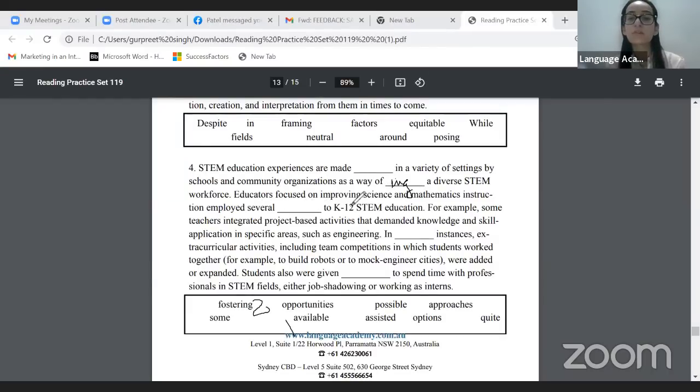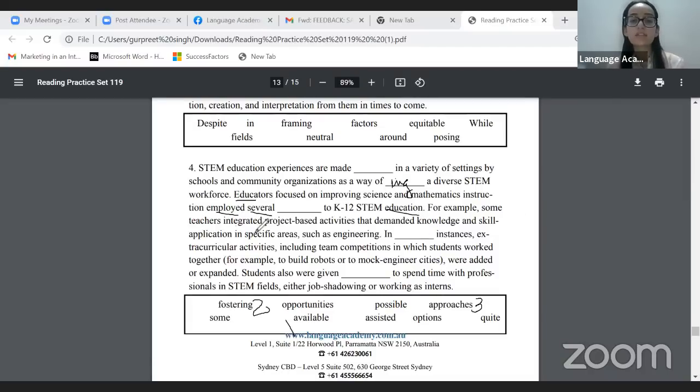Educators focused on improving science and mathematics instruction employed several dash to K-12 STEM education. So after several comes a plural noun, something that educators can employ. Employ means they can include, they can apply. So what can educators apply in the education system? We can have different approaches. Approaches can be different methods, different strategies in the education system.